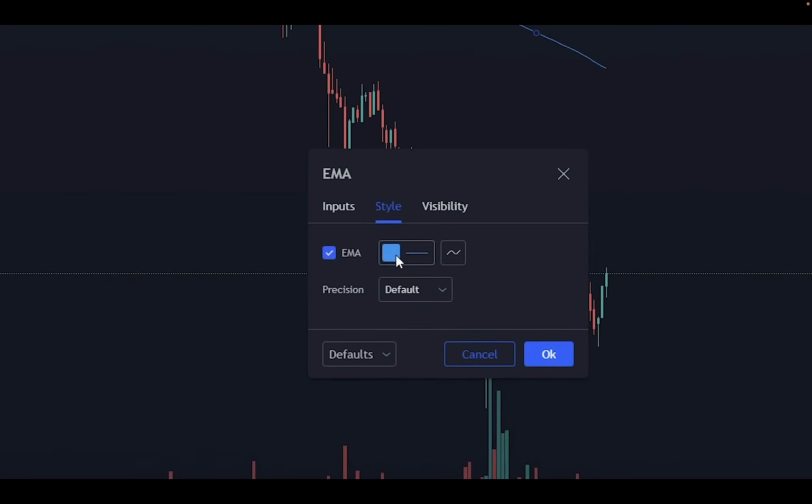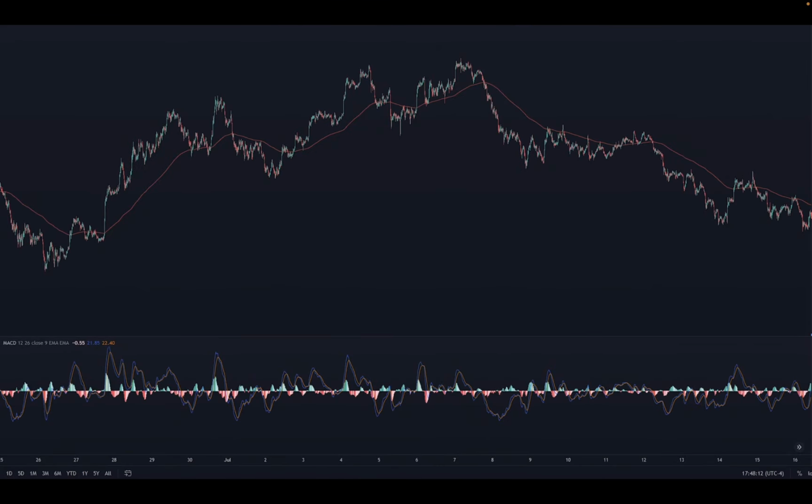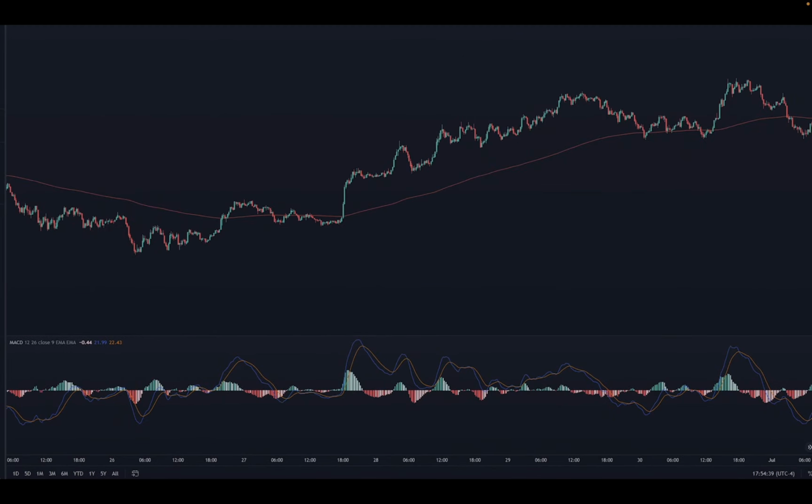Then you're going to go to Style, and I like to make mine red, but you can make it whatever color you want. Once we have the EMA indicator added, you'll see just a single line. If the price is above that line, the market is in an uptrend. If the price is below that line, the market is in a downtrend. So after learning that we only want to trade in an uptrend market if we're going long, all we have to do is put it all together.